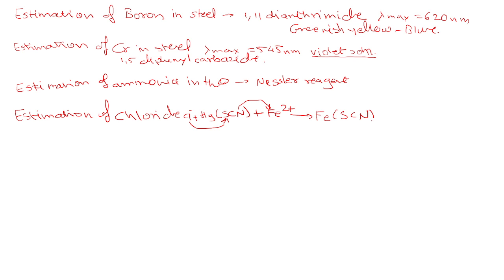And that FeSCN gives the color to the solution, and the intensity of color is proportional to chloride ion. The more the chloride ion, the more the replacement, and the more thiocyanate ion will form. Okay. So that gives the color.